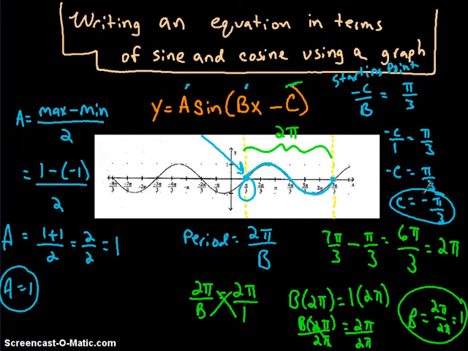And if that's the case, I can go about writing the equation. So I'll start here. My A value is 1, so it's going to be a 1 here, times sine. The B value is also a 1, so 1x. Subtract the C value. It's negative pi over 3.